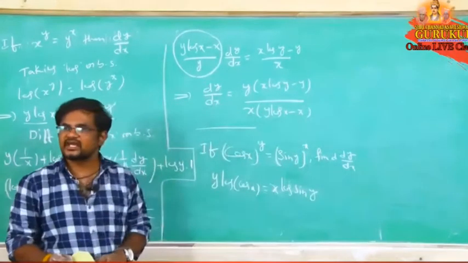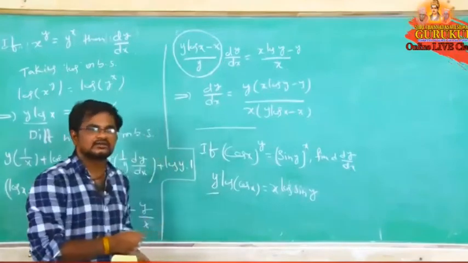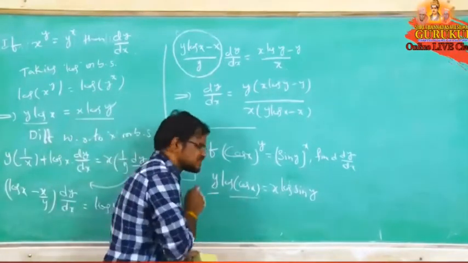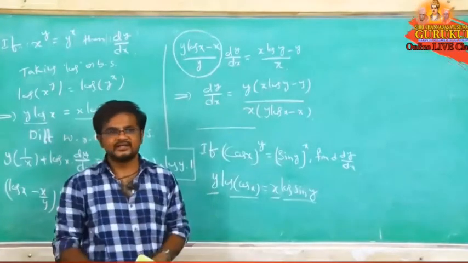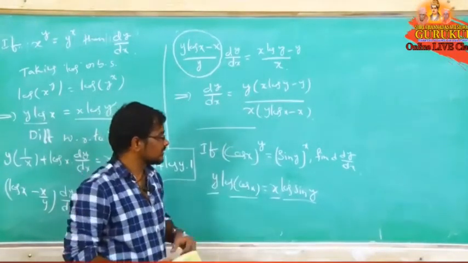Differentiating with respect to x on both the sides, taking this as u and this as v, and here also this as u and this as v. After that, dy by dx. Okay? Try this problem.